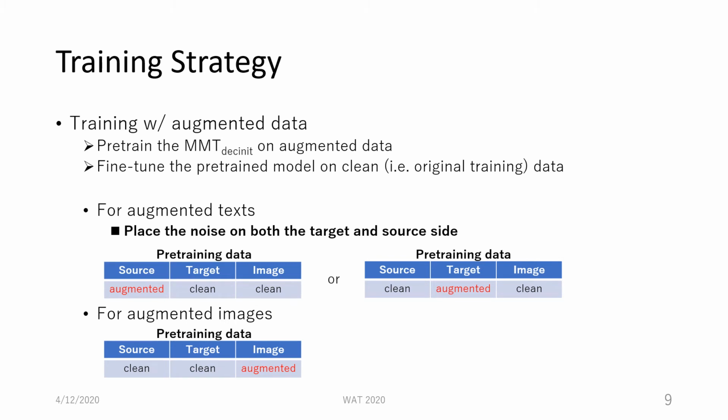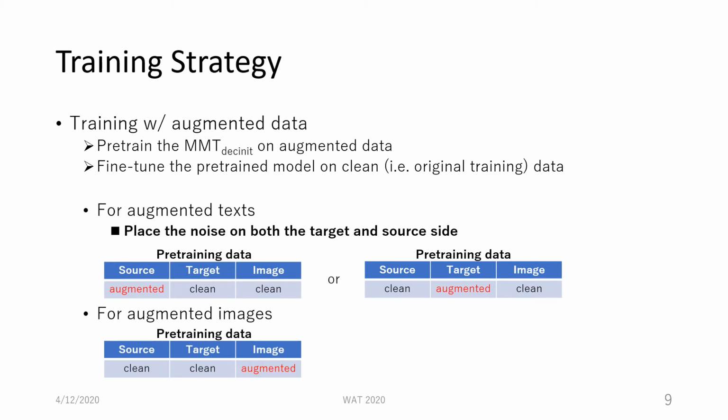We explain the training procedure for the models using augmented data. We pre-train only our MMT with the decoder initialization model on the augmented data, and fine-tune on the clean, that is original, training data. For details about the training with the augmented text, we place noise on the target side in addition to the source side.